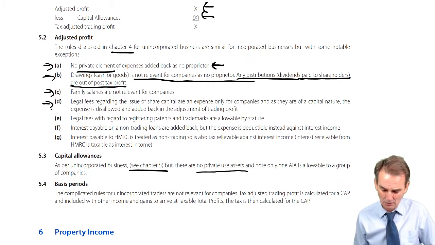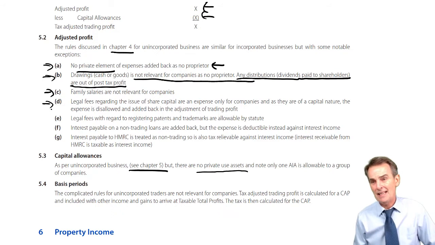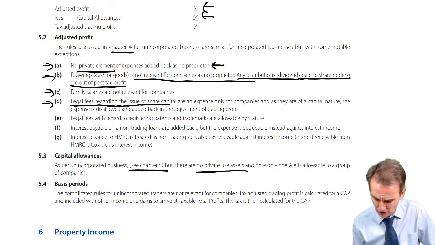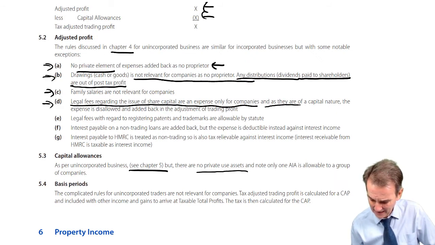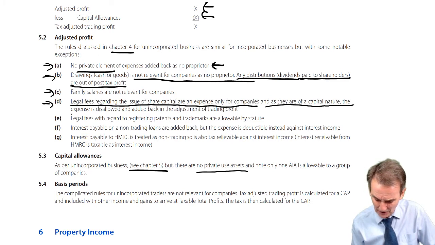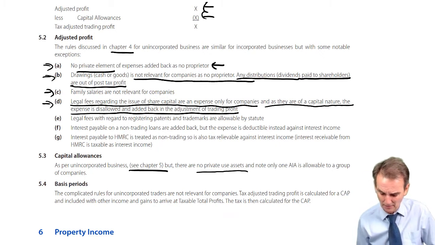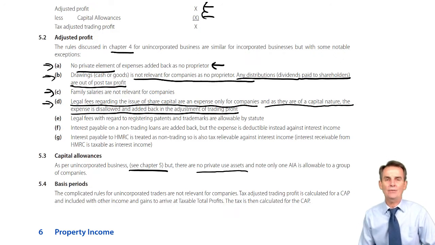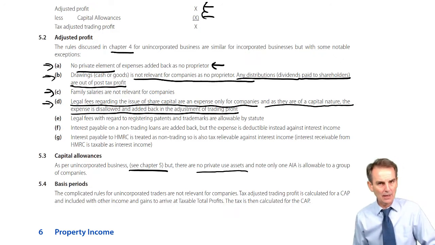Next one, legal fees. Now, of course, individuals, unincorporated traders, don't have share capital. Companies have share capital. So legal fees regarding the issue of share capital are an expense only for companies, and as they are of a capital nature, the expense is disallowed and added back in the adjustment of trading profit. So if we have legal fees in connection with the raising of share capital, disallowed. It's an add back in your adjustment of profits.